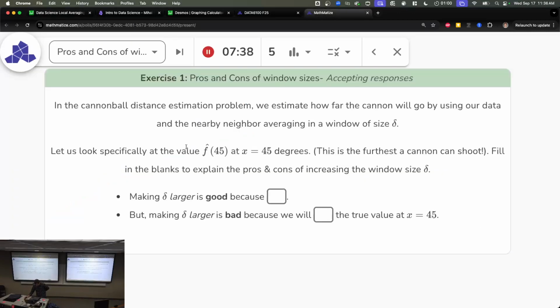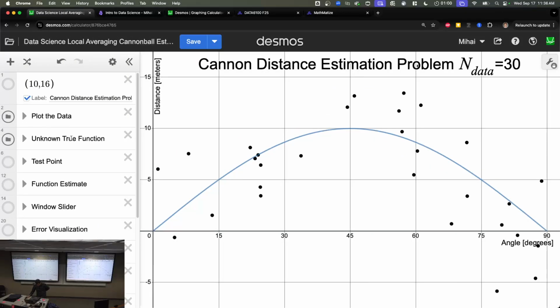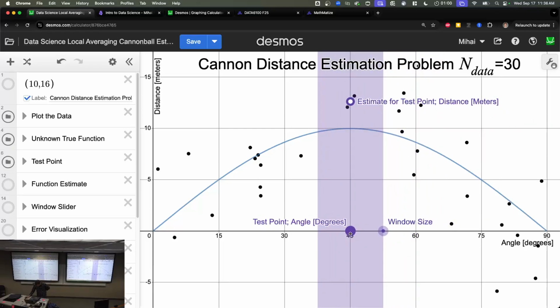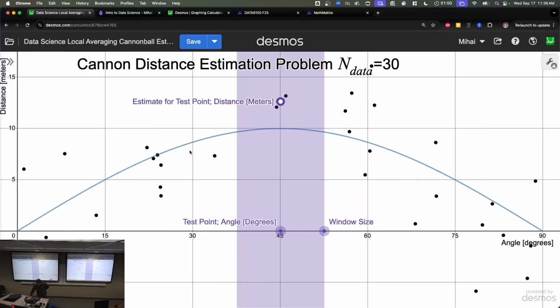Okay, so let's do the first mathematized question then. The first mathematized question is about this idea of do we want the window size to be large or small? If you remember, the window size is how we're going to estimate things. We're going to come up with our function f hat by using a little window. In particular, if we want to estimate the value f hat of 45, how do we do f hat of 45? We put our slider here at 45. We do a window centered at 45 of some width. Over here, I have done a width of 7.5 degrees.